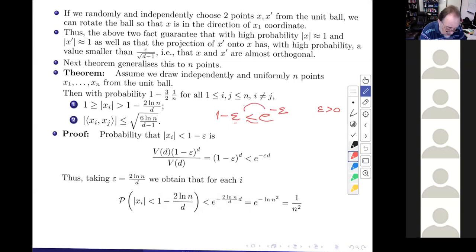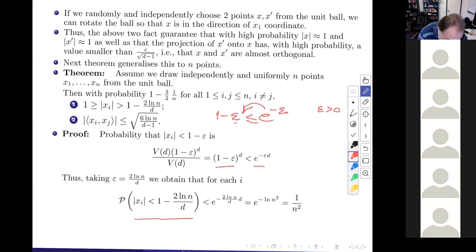And if you move this to this side of the equation and you differentiate, you will get that the derivative is negative, so it will be only decreasing. So 1 minus epsilon is actually smaller than e to the minus epsilon. And here we put both powers on d, where d is the dimension. And now we take for epsilon 2 ln n divided by d, and you get exactly what you need here.